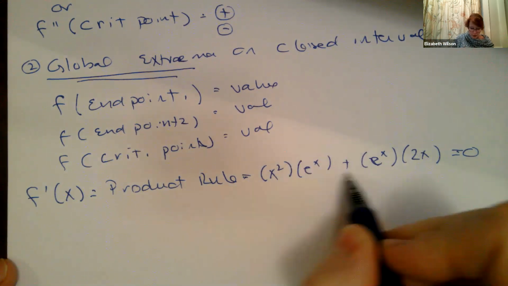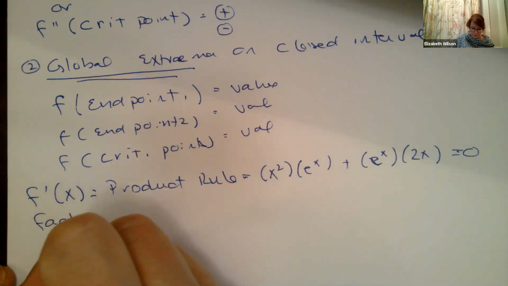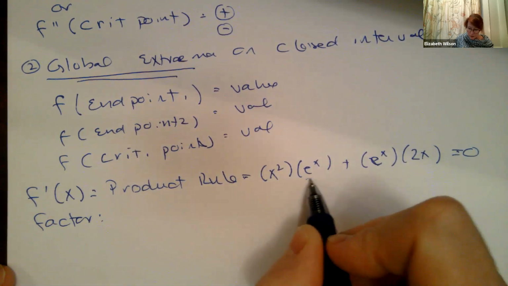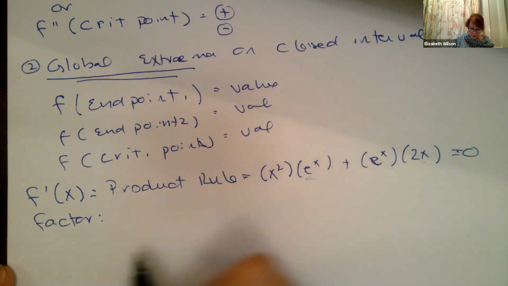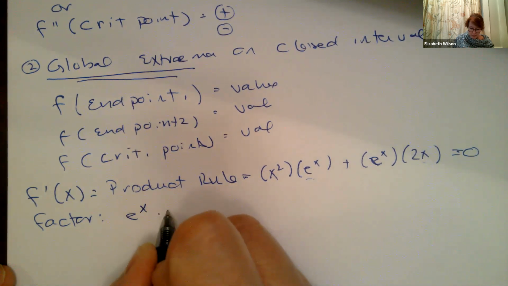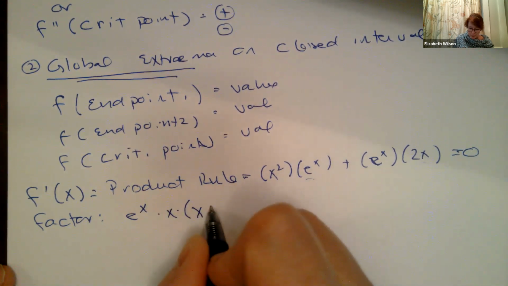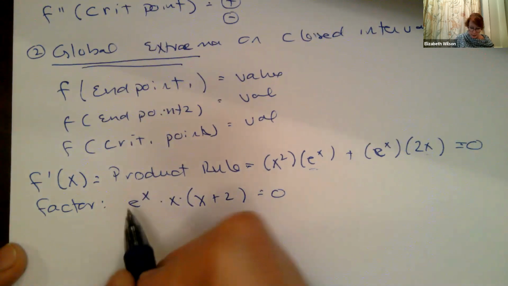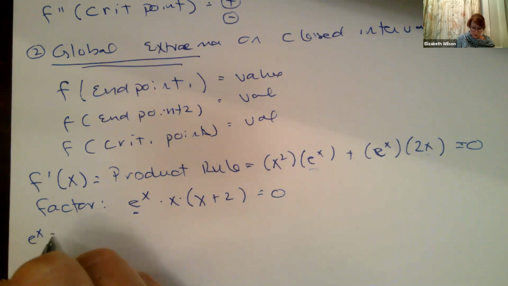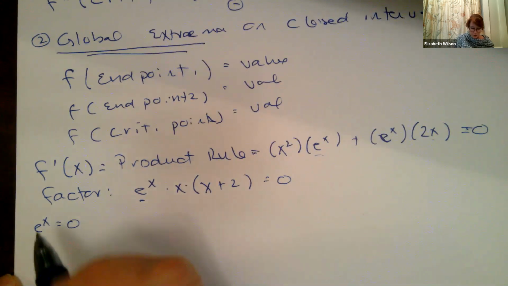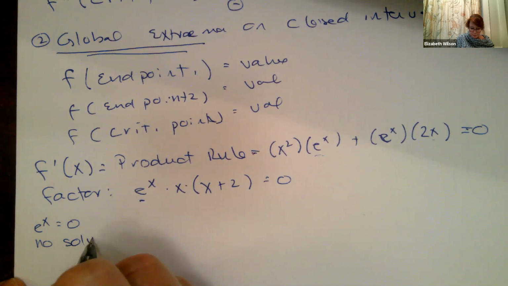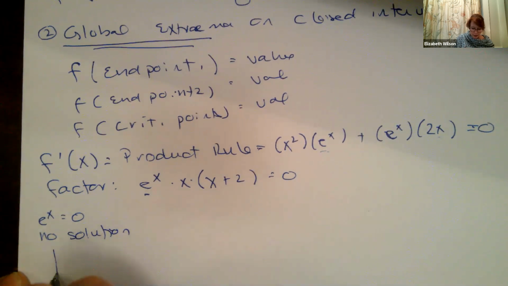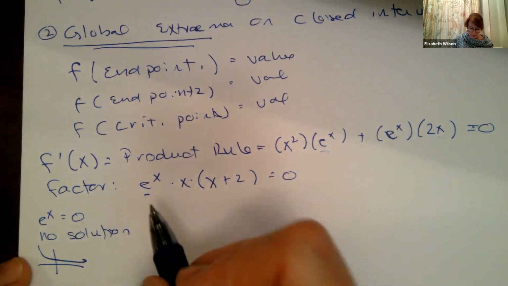Okay, so now I'm going to factor. I've got an e to the x term and an x term I can factor out. So I've got an e to the x, and then what do I have left over? x plus 2 equals 0. So I have 3 factors I have to check. e to the x equals 0. This one actually has no solution. If you look at your graph of e to the x, it's asymptotic to the x-axis, so it has no solution. So that's my first one.